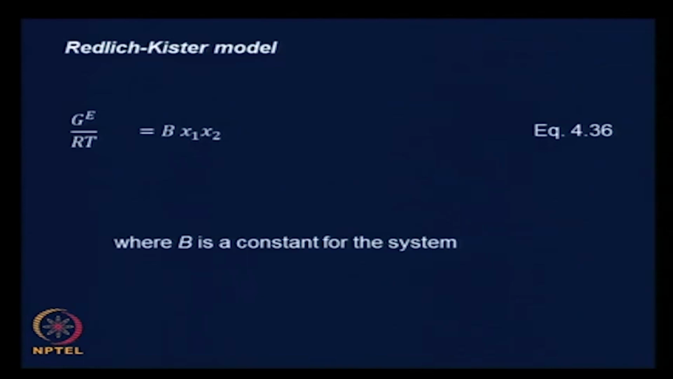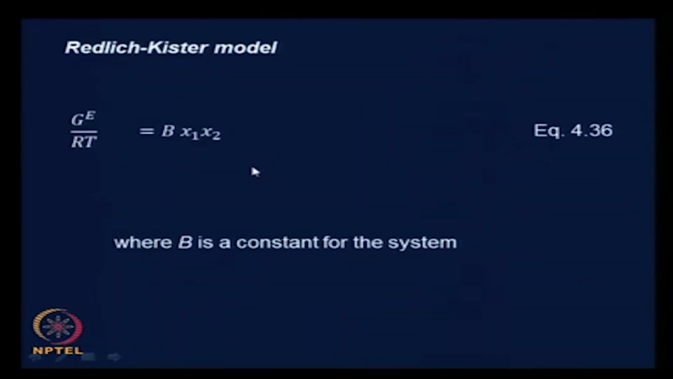Welcome. In the last lecture we started looking at models for activity coefficients for binary systems consisting of two components, and we said we would limit ourselves to binary systems in this particular course. We looked at the Margules model and we found expressions for gamma 1 and gamma 2. We started looking at the Redlich-Kister model, which is GE by RT equals B x1 x2, where B is a constant for the particular system.